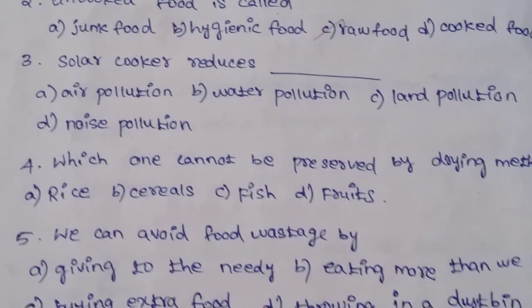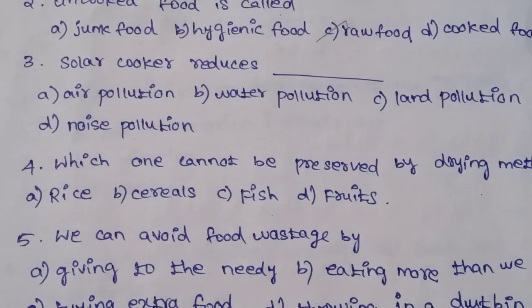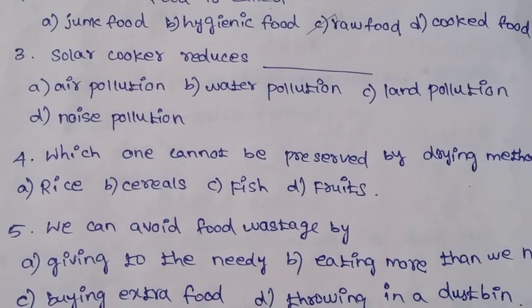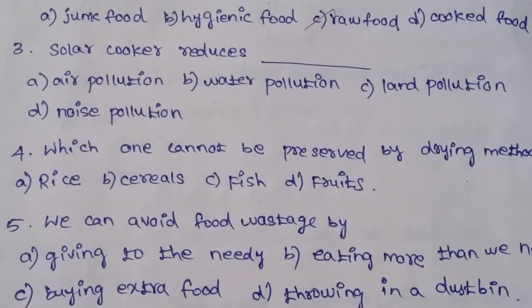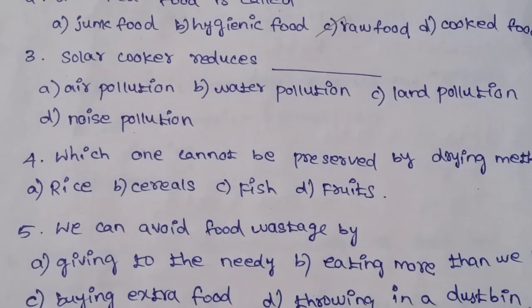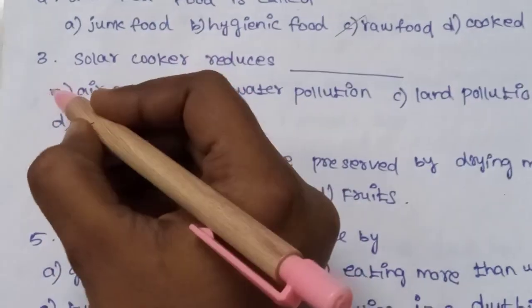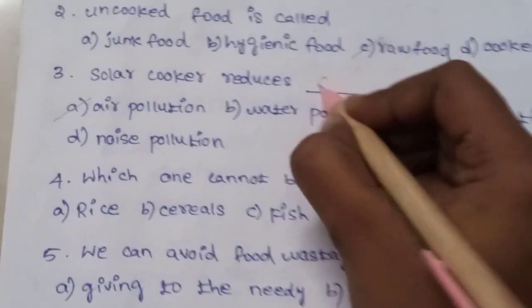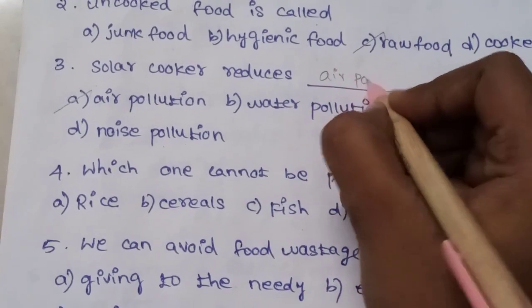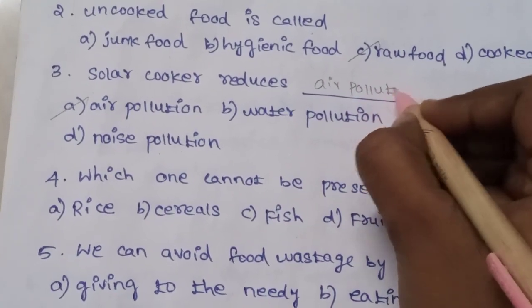Third one, solar cooker reduces dash. A. Air pollution. B. Water pollution. C. Land pollution. D. Noise pollution. So solar cooker reduces air pollution. Okay. Air pollution.